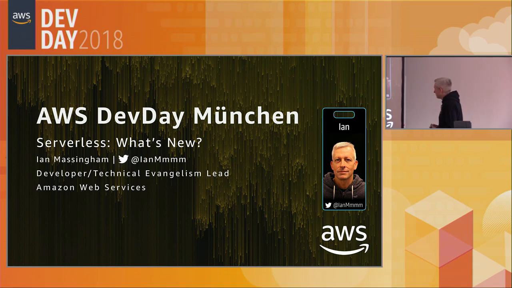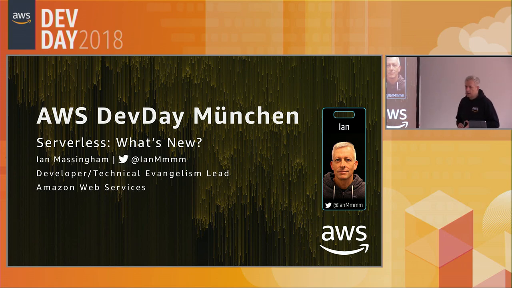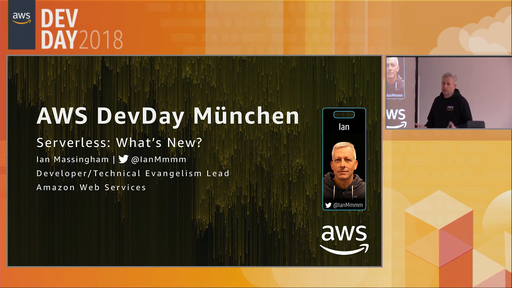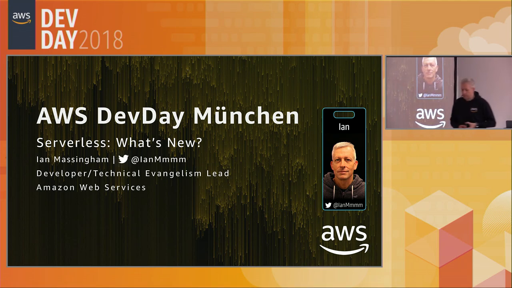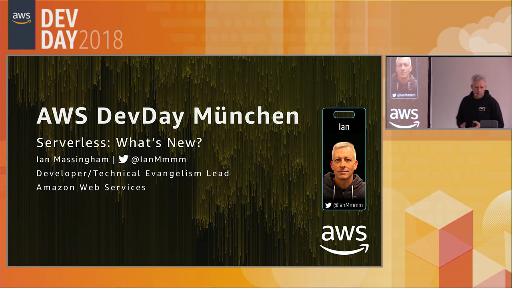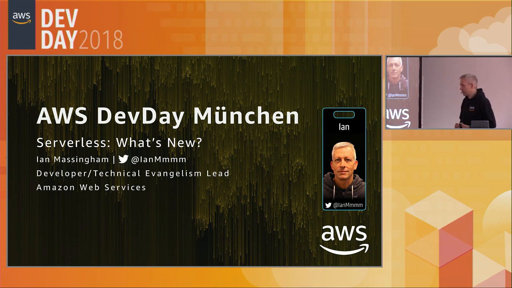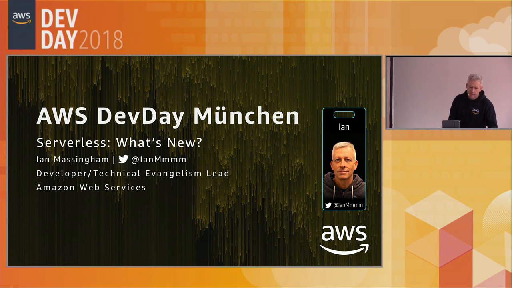So my name's Ian Massingham. I lead a function at AWS on developer relations. We call it developer evangelism. It's really focused on developer effectiveness, trying to help developers make best use of the AWS platform. So that's what I and my team do. And quite a few of the speakers here today are from my group, both in the US and also here in Europe. And this is AWS DevDay.